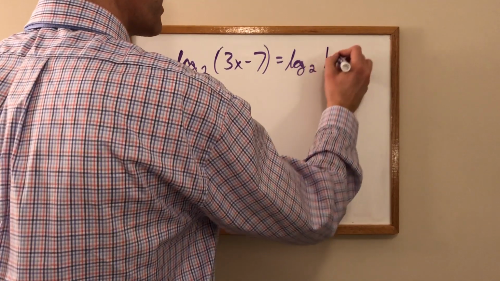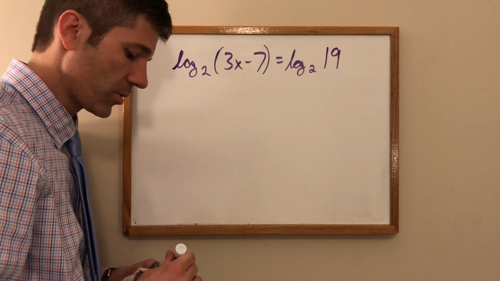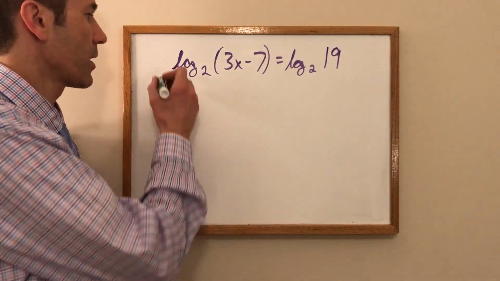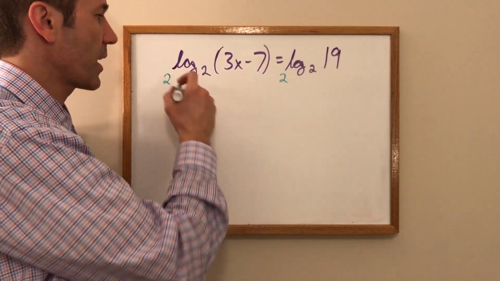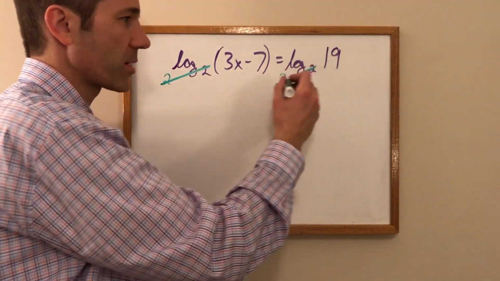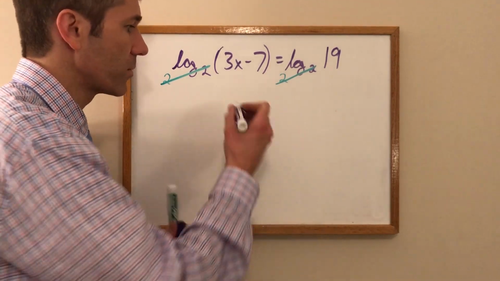Yeah, 19. Okay, if you want to get technical about why this is a legal thing to do, then you could say 2 to this power equals 2 to this side, and you're doing the same thing to both sides, and when they're configured like that, it cancels them out. You could just mark out your logs and move on.